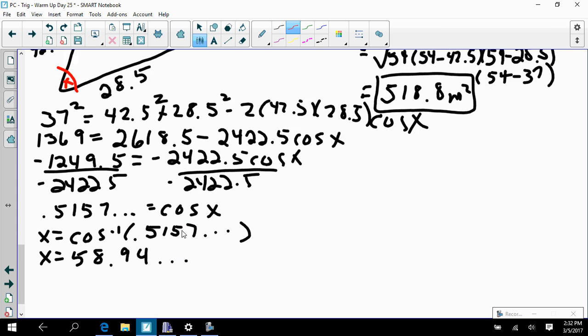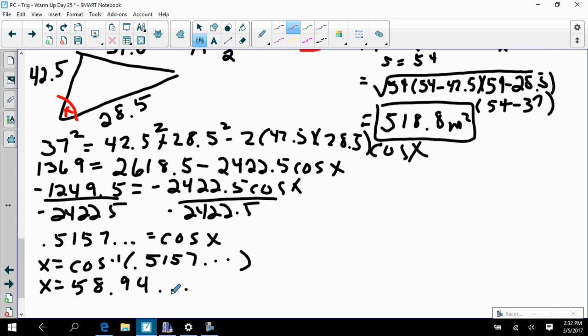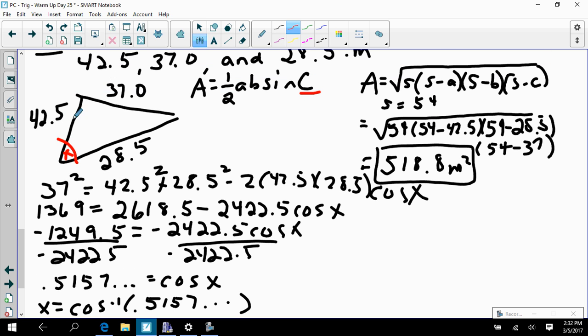Why am I just saying dot, dot, dot and not rounding this part? Because that's not my final answer either. I needed this angle so that I could use this area formula, because that was my final goal. So now that I know this angle, I can use this formula. What sides have to be A and B? Remember, in the area formula, whatever angle you use, these have to be the sides surrounding it. So I got to use 42.5 and 28.5.